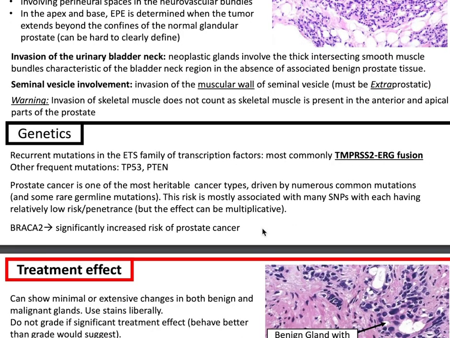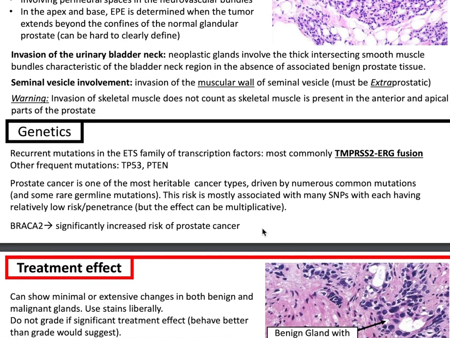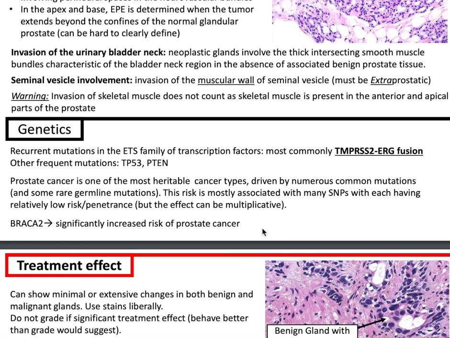Genetics: you'll most often have the TMPRSS2-ERG fusion, and other frequent mutations include TP53 and PTEN. Prostate cancer is one of the most heritable cancer types and is driven by a combination of SNPs, or single nucleotide polymorphisms, each having relatively low risk, but they're often combined. And BRCA2 significantly increases your risk of prostate cancer as well.